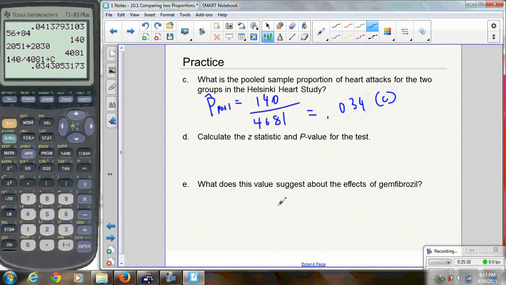Okay. Now it asks to calculate the z-statistic and p-value for the test. This is where I'm going to first do it by hand and show you how you would do it by hand, finding the sampling distribution, and then I'm going to show you how to do it on the calculator, which I know is how you're probably always going to do it.